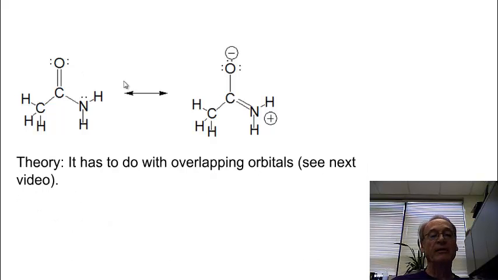Now, why is that? It seems weird that you'd use this structure to decide the hybridization of the nitrogen, but you'd use this structure to decide the hybridization of the oxygen. And the answer is it has to do with orbital overlaps and hybridizations, which we will talk about in the next video.